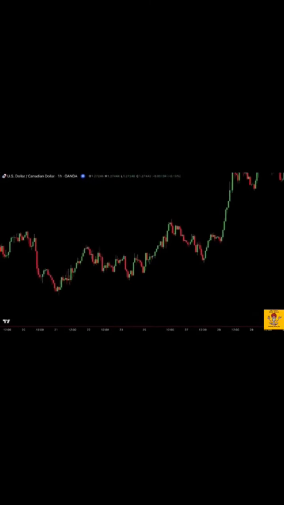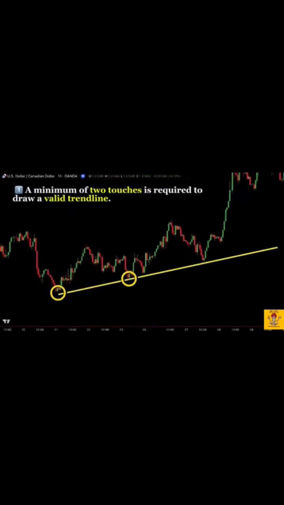Before we start drawing trend lines, here are a few key principles you need to follow. A minimum of 2 touches is required to draw a valid trend line.